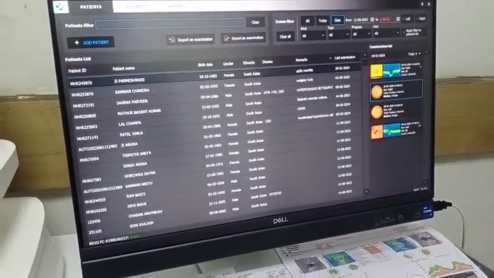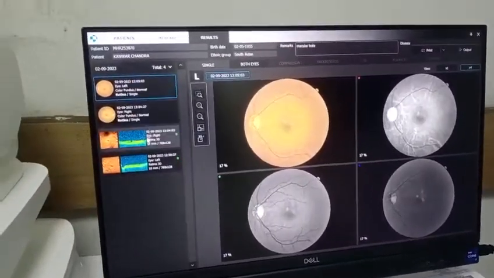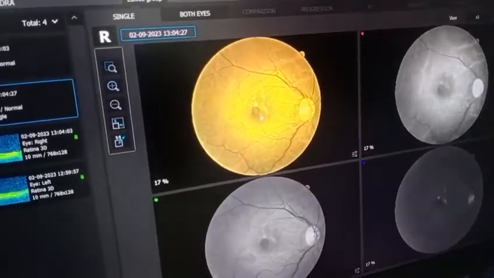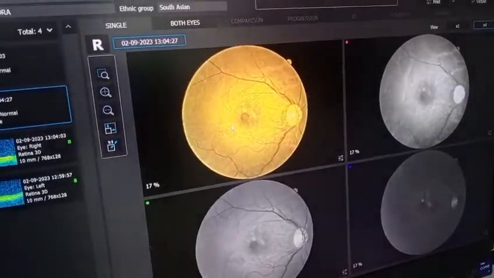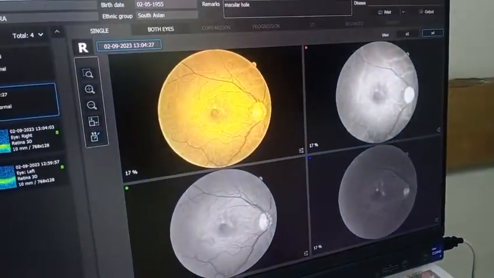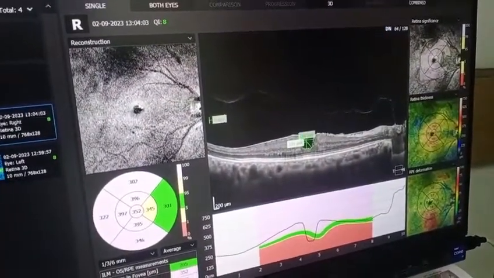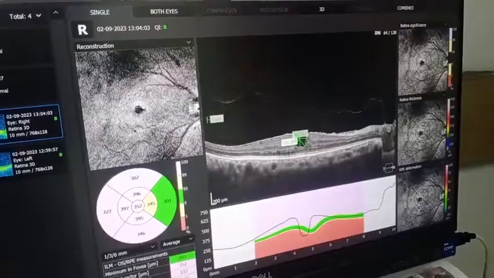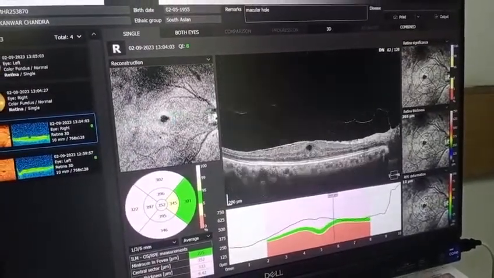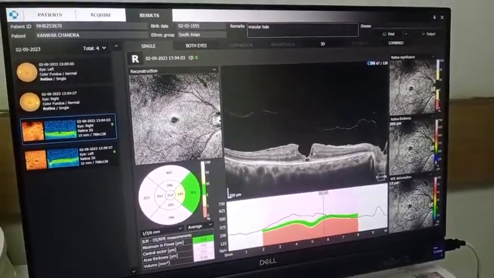So another case of macular hole. We can see here, this is the case of macular hole. And now in the retina, it is like this. So this is the typical case of macular hole.